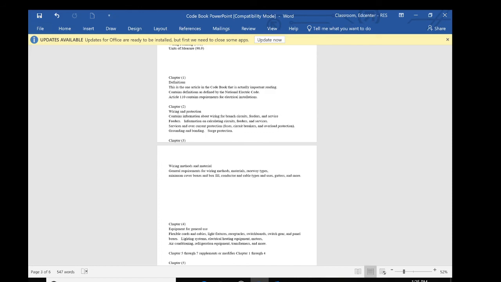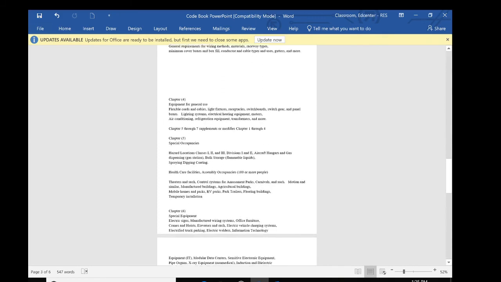Material types, raceways. It has another big table in there, 300.5, minimum cover, which is minimum cover for in the ground. It also has minimum cover boxes, box fill, conductor and cable types, uses, gutters and more. So a lot in it.